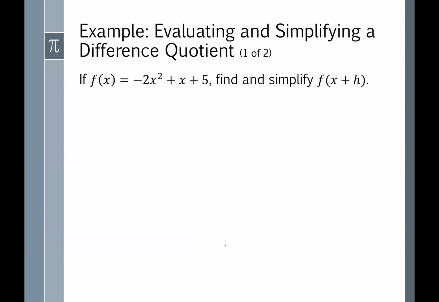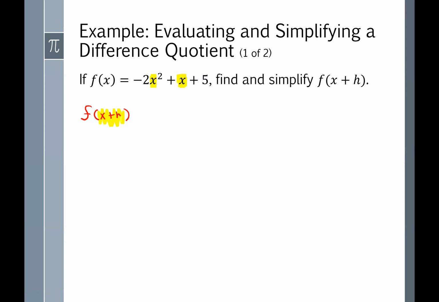And as you get to section 2.5, that's a quadratic function. It's quadratic because of the x squared there. So let's find the difference quotient using a quadratic function. The first thing I need to do is evaluate this function at x plus h. In my function, wherever there's an x, I replace it with x plus h.